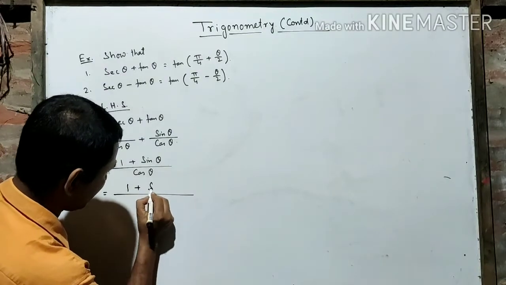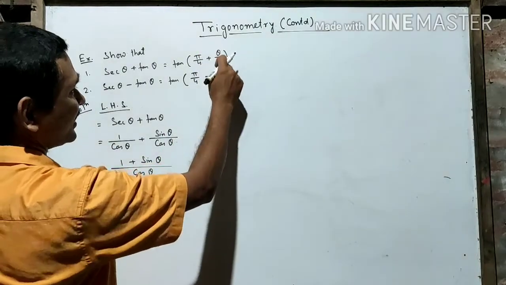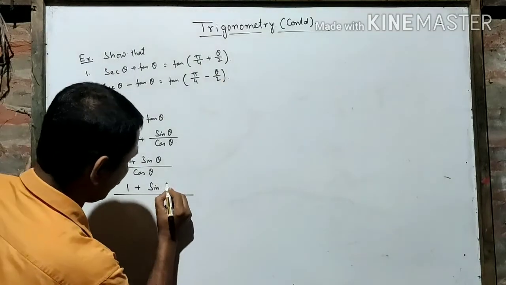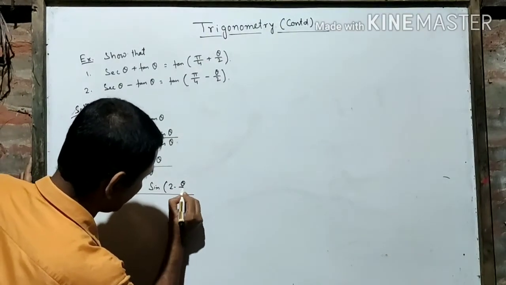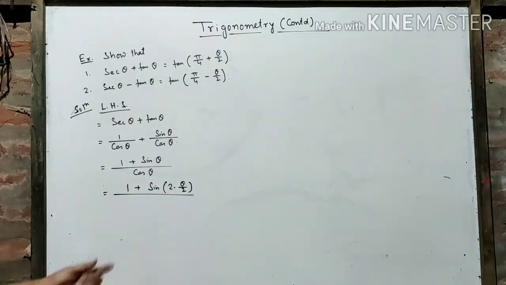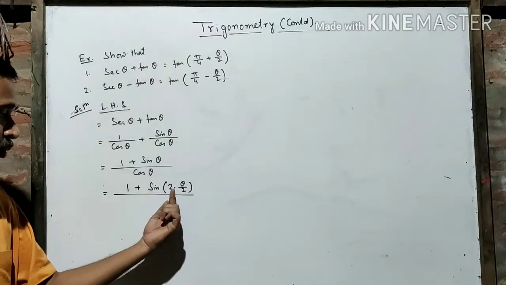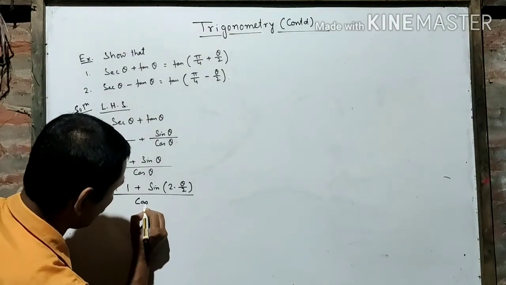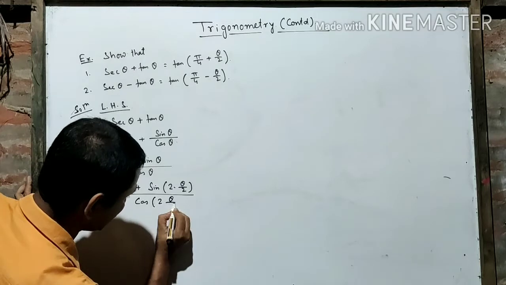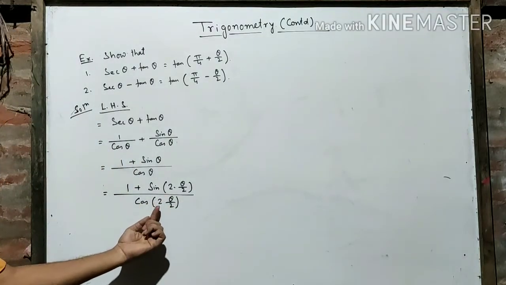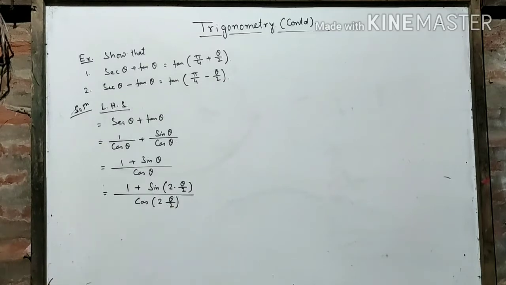1 plus sin theta. Here there is an angle theta by 2. So somehow we have to bring it. So here we go: theta can be written as 2 into theta by 2, no problem. And this will be of the form sin twice A, A meaning theta by 2. And this is cos theta, again written as cos of 2 into theta by 2. This is of the form cos twice A, A meaning theta by 2.